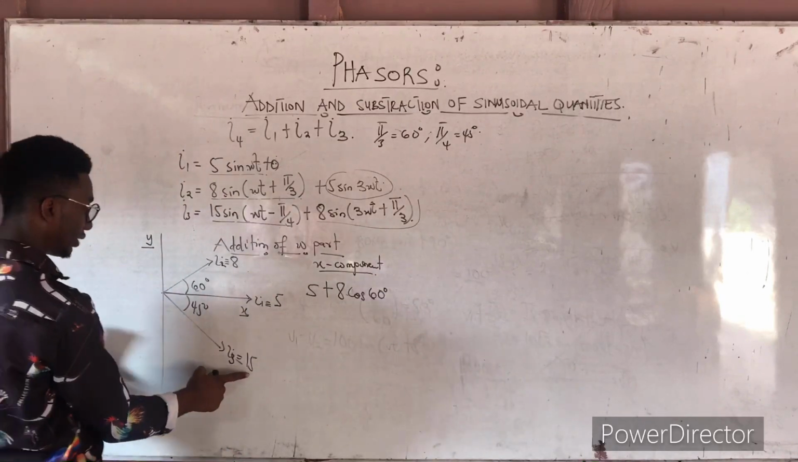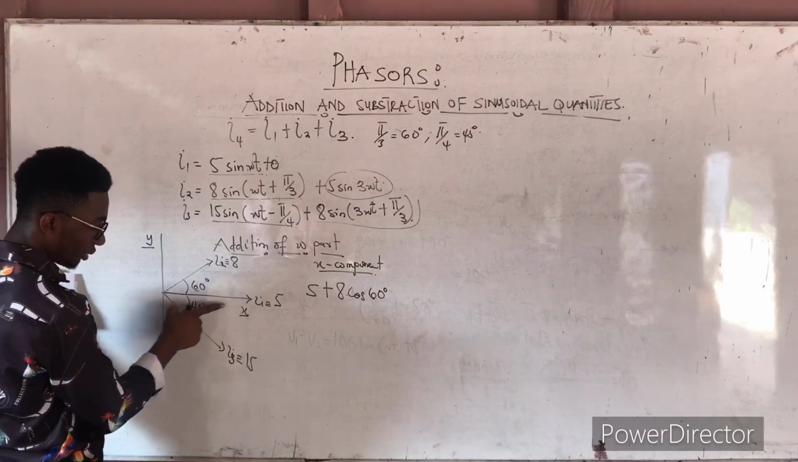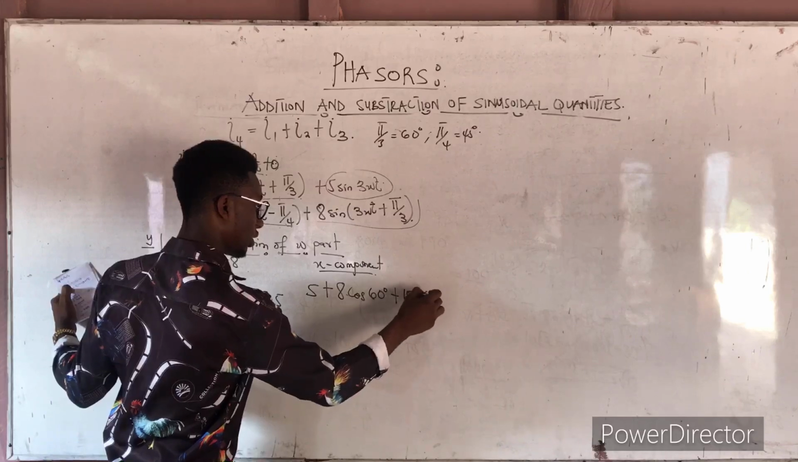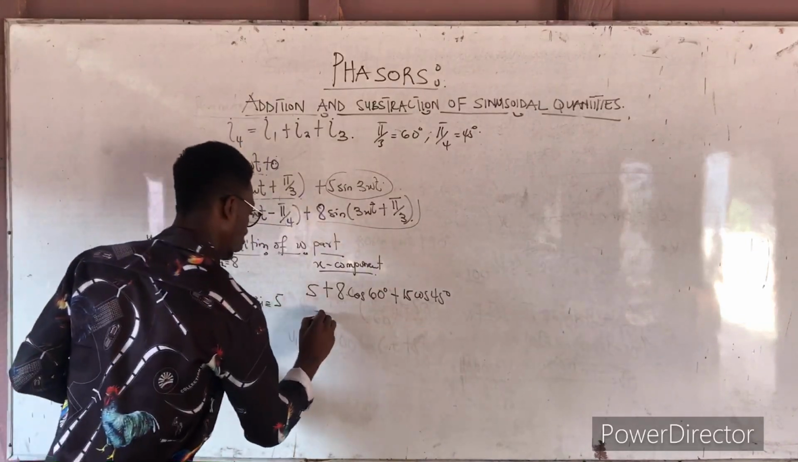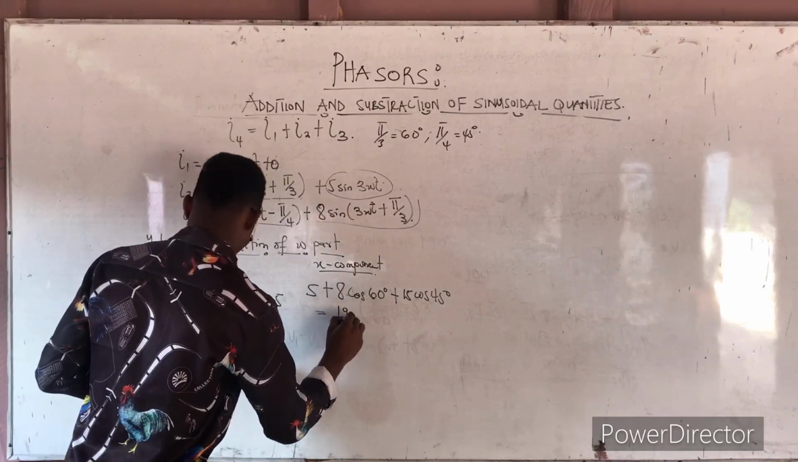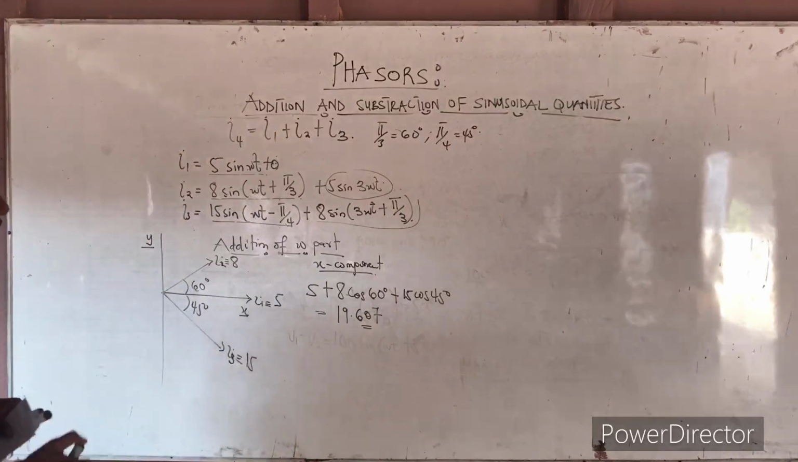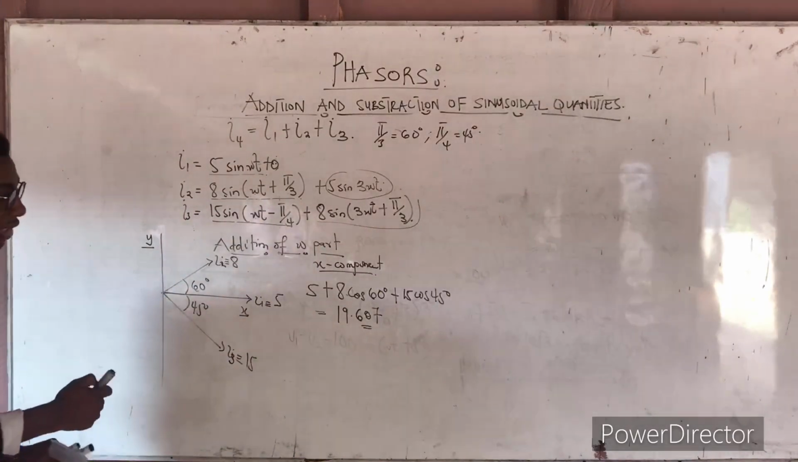I want to resolve this 15 into the x component, that one is also cos 45 degrees. So plus 15 cos 45 degrees. Now when you do this, you are getting 19.607, and that is the x component.